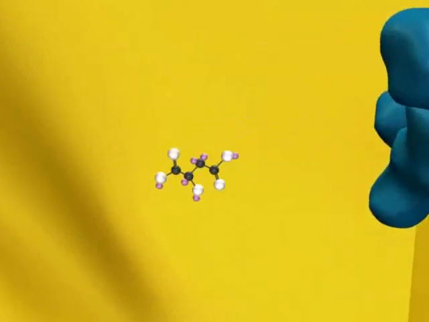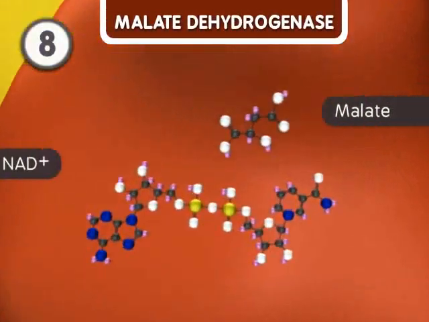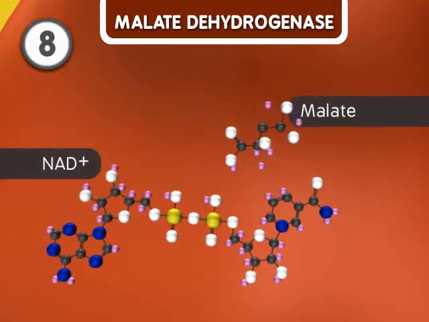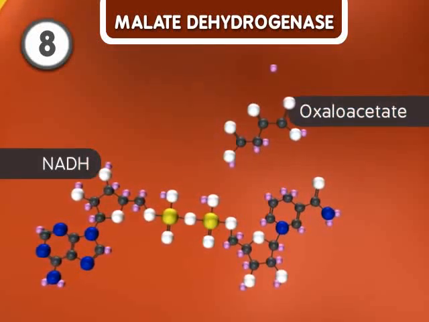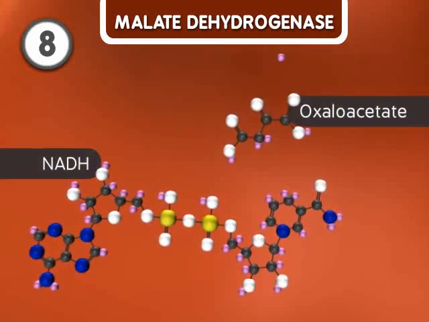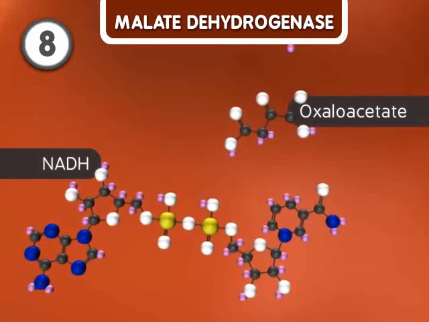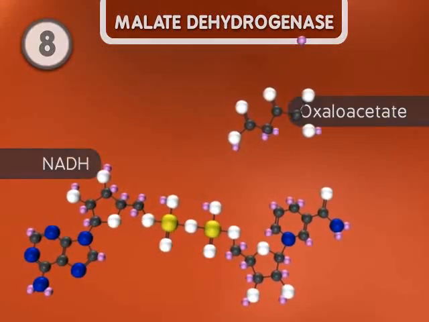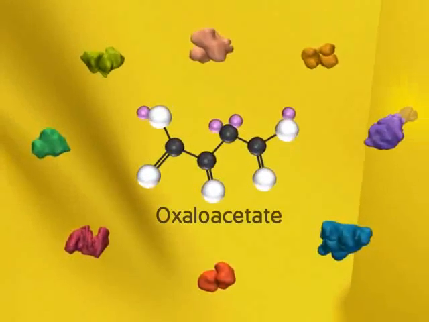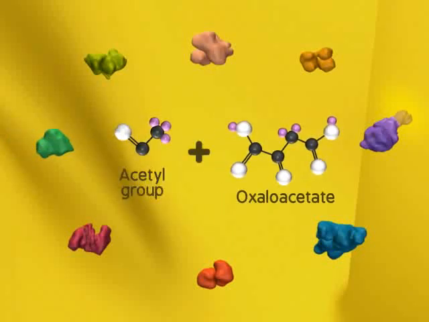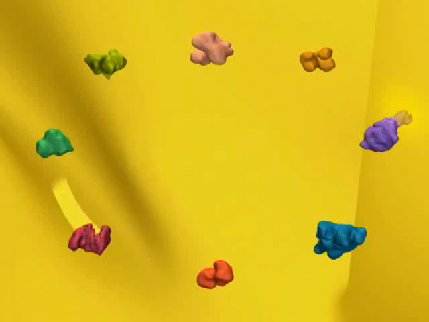In the final step of the citric acid cycle, a malate dehydrogenase enzyme converts malate back to oxaloacetate. Like all steps involving a dehydrogenase, a coenzyme is produced. Here it is NADH. The oxaloacetate that was regenerated through the citric acid cycle is now ready to join with another acetyl group and begin the cycle a second time.